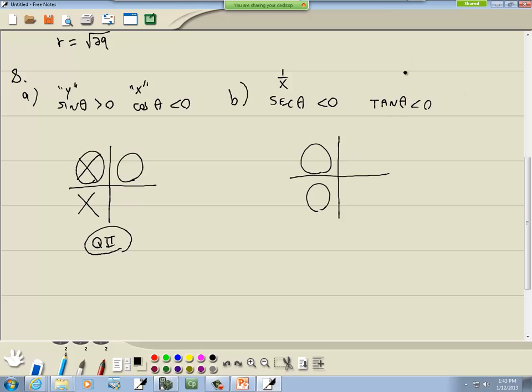Now tangent. Tangent is y over x. Well, if these are the same signs, both positive or both negative, then this will be positive. Because 3 over 4 is positive, and negative 3 over negative 4 becomes positive. This is saying the tangent is less than 0. Tangent is negative, which means the only way you can get a negative out of this is if one of these is positive and one's negative. So the signs are different. Well, the signs are different for tangent in the second quadrant and the fourth quadrant. So where they're both true is quadrant 2 again. And that's our answer.